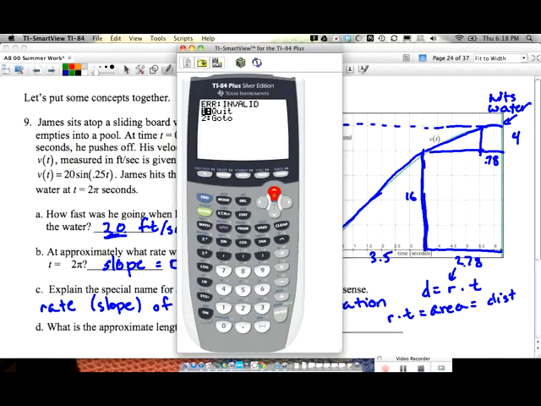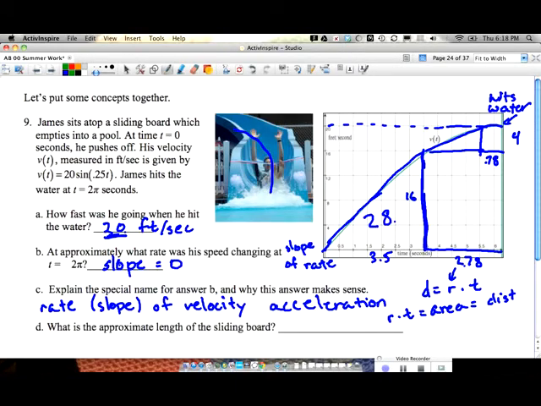Looks like we've got to quit. 3.5 times 16 divided by 2. I think that's right. There we go. So that's 28. So this right here is 28.